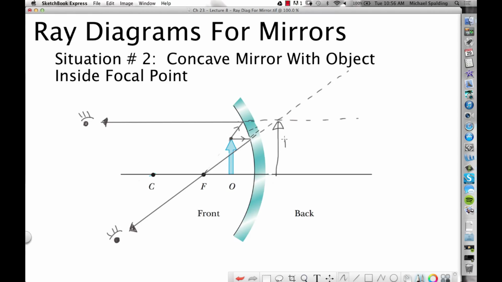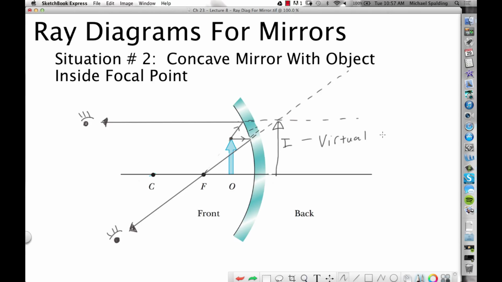Is it a real image or a virtual image? It's virtual, because the light rays don't actually cross. They appear to cross, but they don't. Because is there any light back here, behind the mirror? No. But it appears that there is.